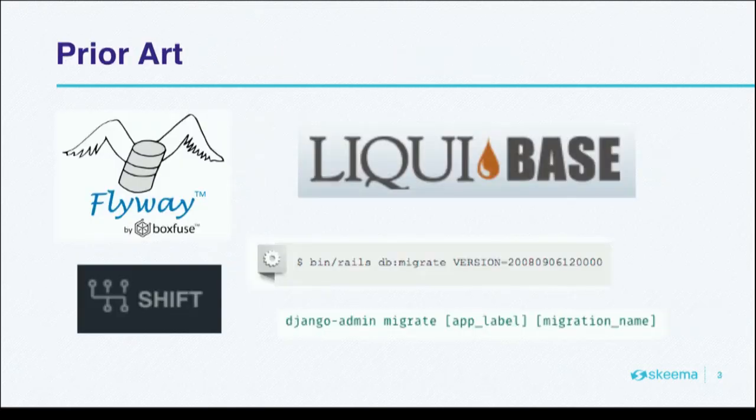Other examples of tools in this space: there are a few software as a service solutions like Flyway and Liquibase. There are open source tools such as Shift by Square. And there are migration tools built into MVC frameworks like Rails and Django. But none of these were actually the main inspiration for Skeema. Really, the main inspiration was an internal tool that Facebook has called AOSC.